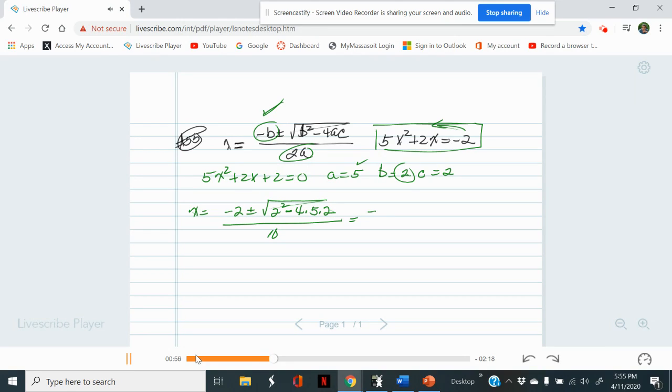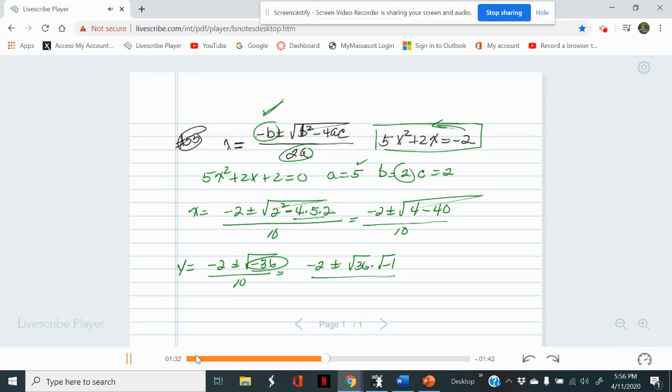This is equal to negative 2 plus or minus the square root of 2 squared, which is 4, minus, let's see, 4 times 5 is 20, times 2 is 40, minus 40, all this divided by 10. This now becomes x equal to minus 2 plus or minus the square root of a negative 36, all divided by 10. Well, I realize that this is an imaginary number, so I'm going to rewrite this as minus 2 plus or minus the square root of 36 times the square root of negative 1, all over 10.